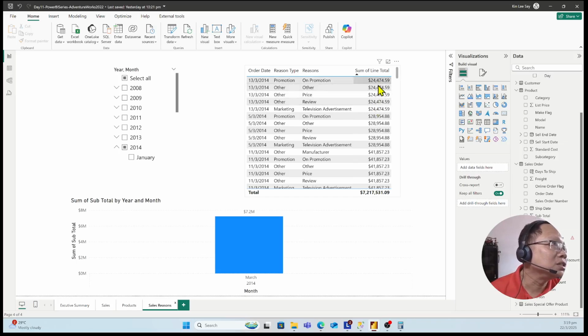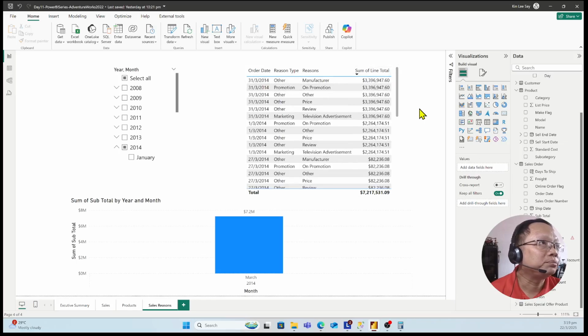This is the least money making on the 13th of March, 2014. Let's go to the max. On the 31st, which is the last day in March 2014, this month they made an overall total of 3.396 or 397 million, based on reasons: manufacturer, promotion, other, price, review, and television advertisement.